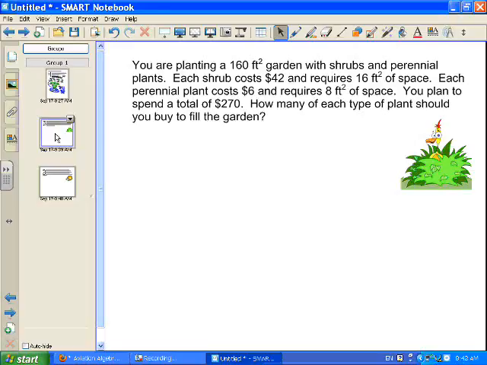All right, you're planting a 160 square foot garden with shrubs and perennial plants. Each shrub is $42 and requires 16 square feet of space. Each perennial plant is $6 and requires 8 square feet of space. Plan to spend a total of $270. How many of each type of plant do we need to fill this garden? You guys copying that?